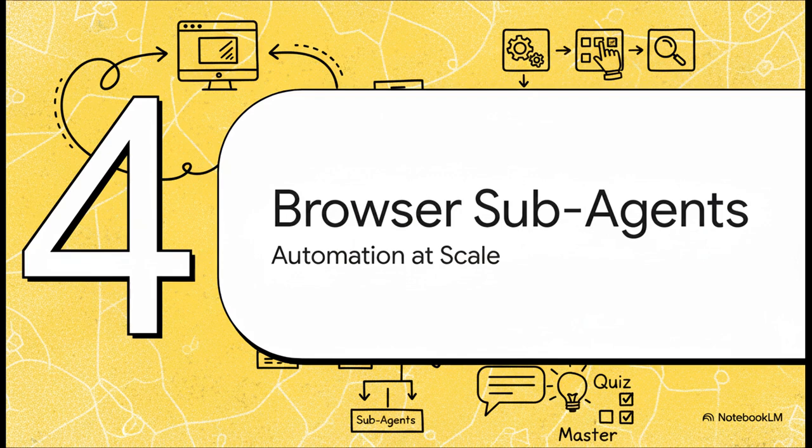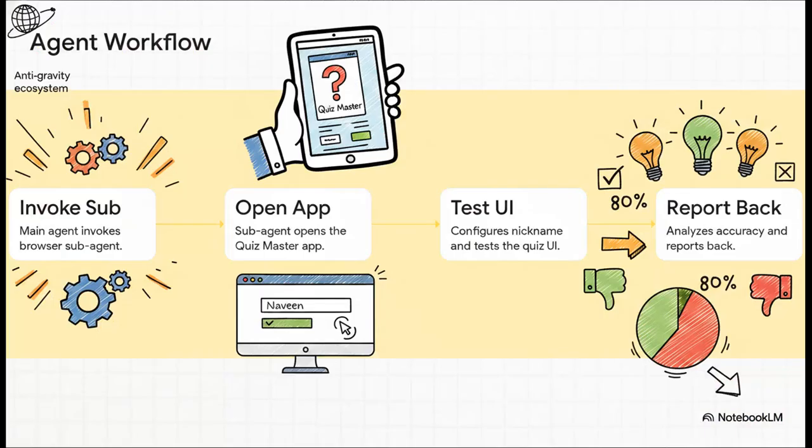Section 4, Browser Automation Subagents. Thanks to this incredible speed and that MCP framework we just talked about, the ecosystem can seamlessly deploy what are called subagents. Let's look at a super practical example from the source, building an app called Quizmaster. The absolute magic here is in the exact steps. So, the host asks the system to build the app.